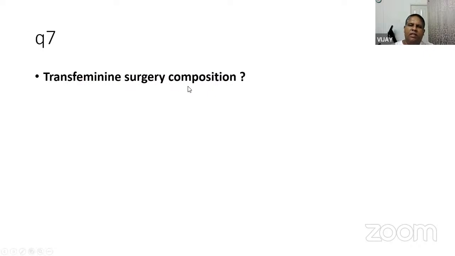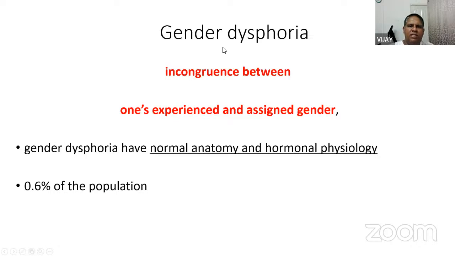Transfeminine surgery. What are the surgeries which compose the transfeminine surgery? To start with, what is gender dysphoria? Gender dysphoria is an incongruence between one's experienced gender and assigned gender. Gender dysphoria patients have a normal anatomy and hormonal physiology. They form at least 0.6% of the population.